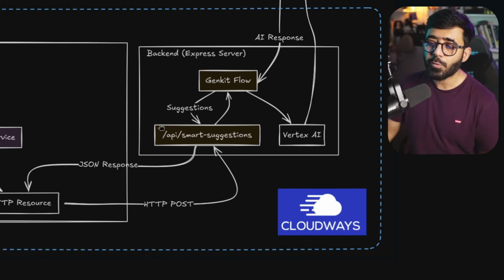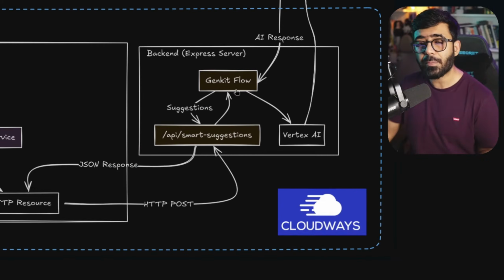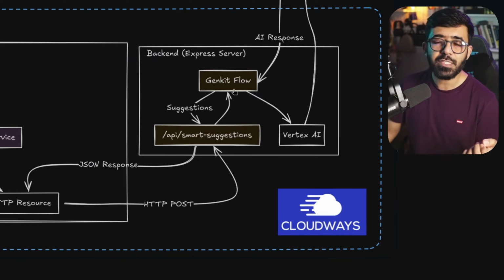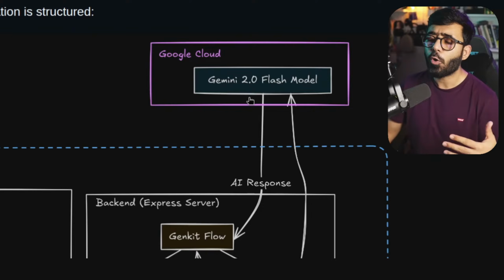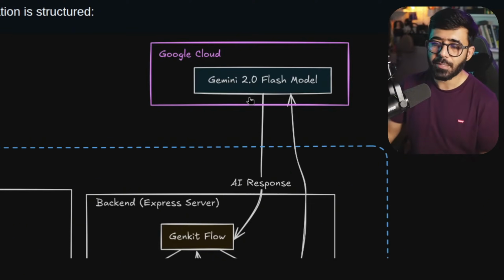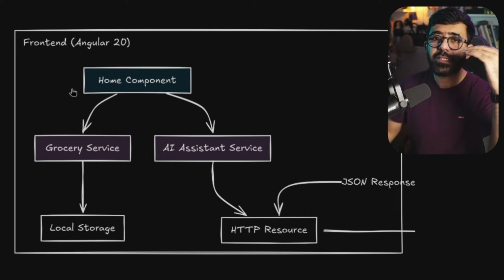Those endpoints would have this smart suggestions endpoint. So you can imagine our front end going to the backend to say, hey, I want these smart suggestions based on what I have in my grocery list so far. And that endpoint goes to Google Cloud and goes to the Gemini 2.0 Flash model, or we could use the 2.5 Flash model. It's up to us. But based on that, it's going to recommend us something. And then we take that back to the front end and we display that list.